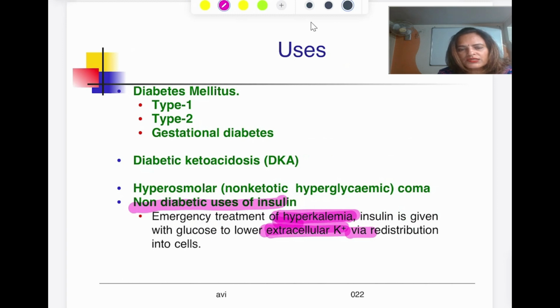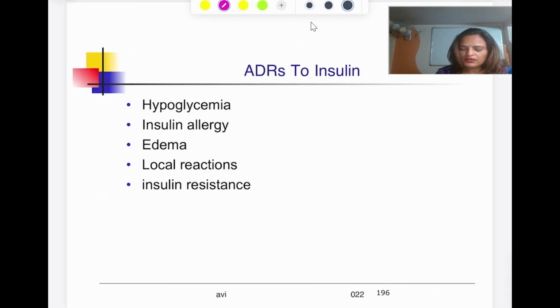So it is used in, this is a non-diabetic use of the insulin. So that's about the therapeutic uses of the insulin. So we use it in diabetes mellitus, diabetic ketoacidosis, non-ketotic hyperglycemic coma, and in hyperkalemia. Now what are the adverse effects of the insulin?